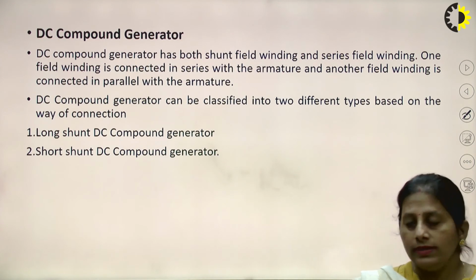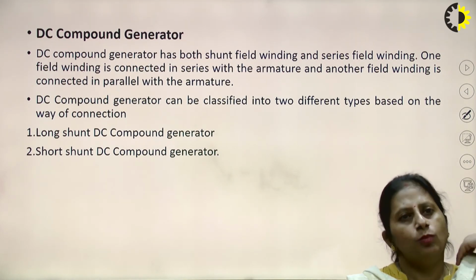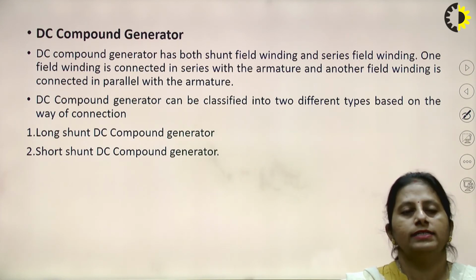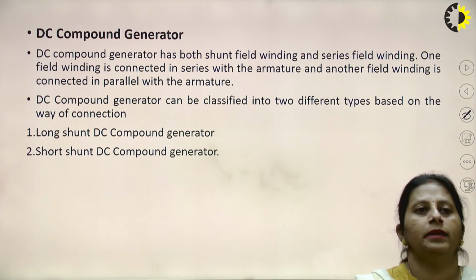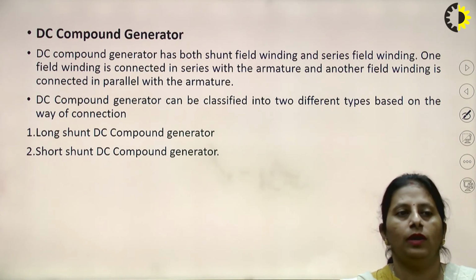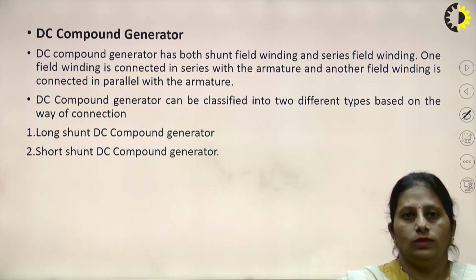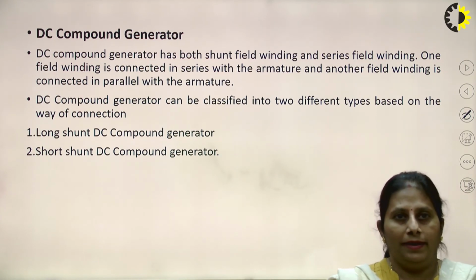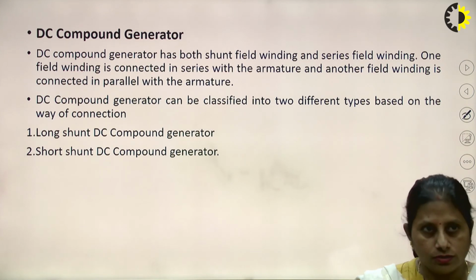Now coming to the DC compound generator, right? The DC compound generator has both the shunt field winding and the series field winding. One field winding is connected in series with the armature and another field winding is connected in parallel with the armature. That is why it is called compound, right? Based upon the way the shunt field winding is connected, it can be classified as long shunt or short shunt.